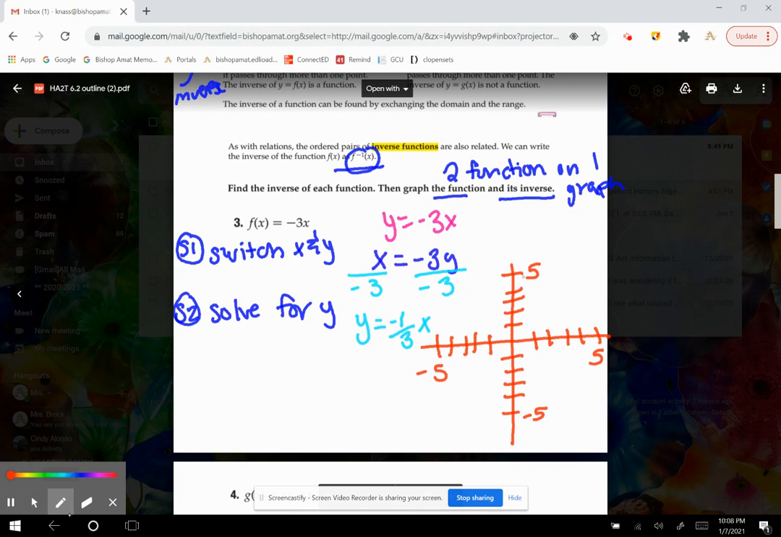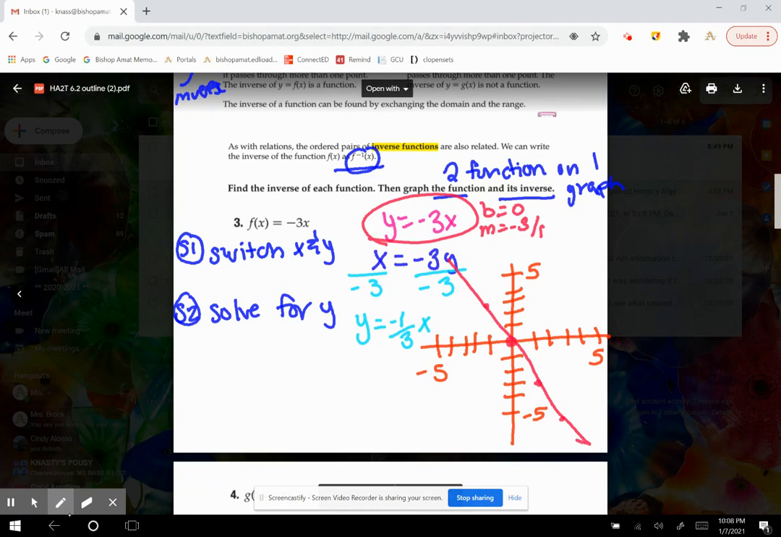Okay, I will use this color. I'll stay consistent. Let's first graph this. My b is 0. My slope is negative 3 over 1. So here's 0. I'm going to go down 3 to the right 1, and up 3 to the right 1.